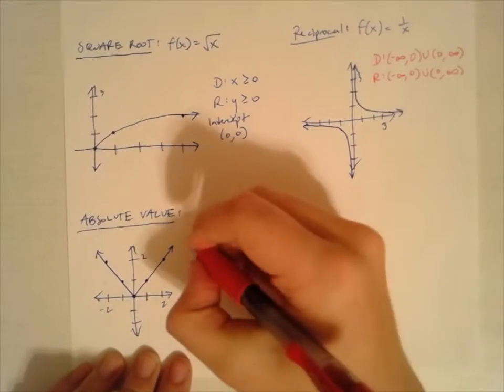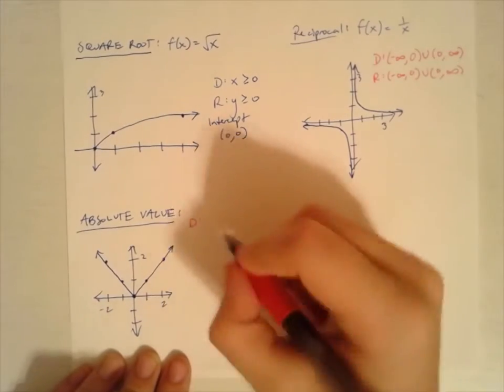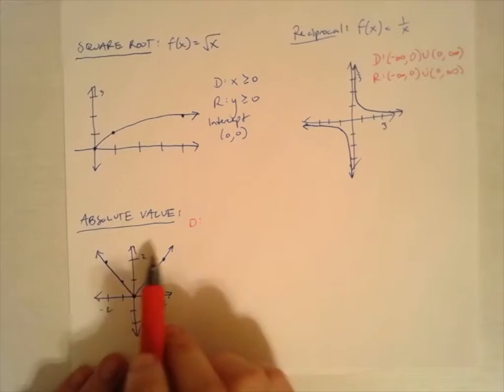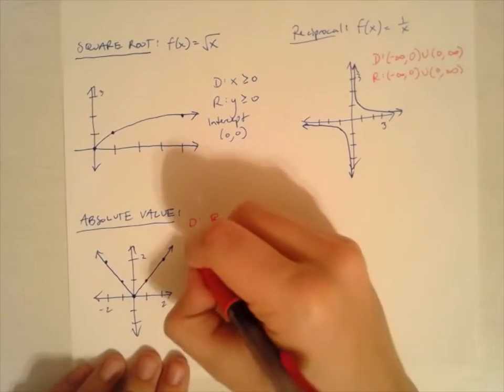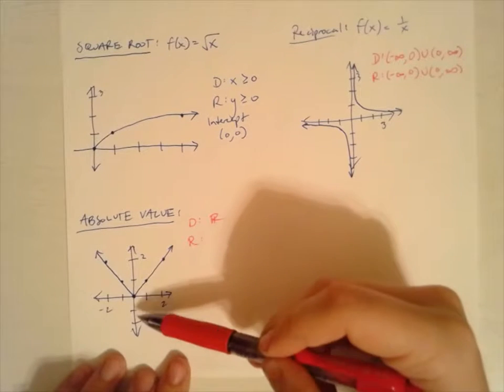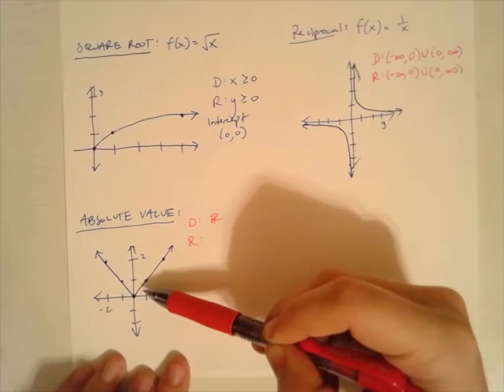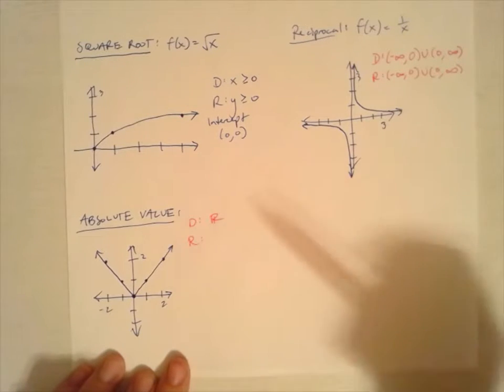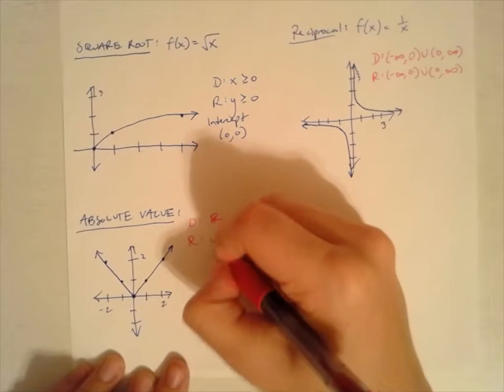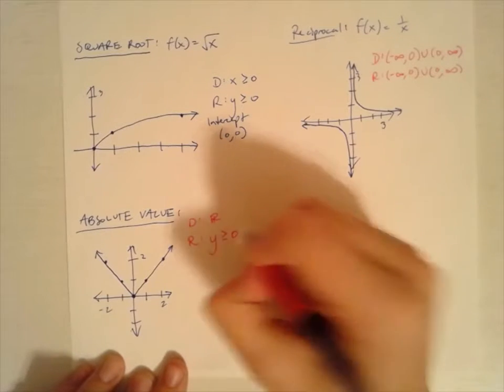And for our domain, when we start writing out all these things again, our domain, as you can see, arrow forever left, arrow forever right, so we know it's going to include all real numbers. For our range, however, there's clearly a beginning from our bottom values. If we go up from the bottom, we see they start at 0, and then they go arrows upward. So we can say y is greater than or equal to 0.